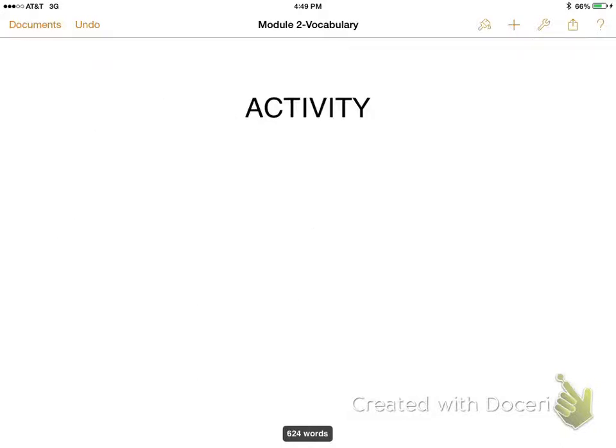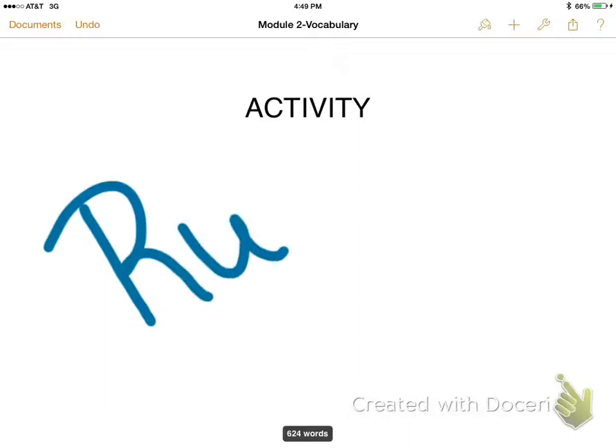All right, we've got another activity. What I want you to do is on a piece of paper, I want you to write the word run. R-U-N, run. Just write that down. Now I want you to use it in a sentence. Write a sentence down for the word run, whatever comes to your mind.